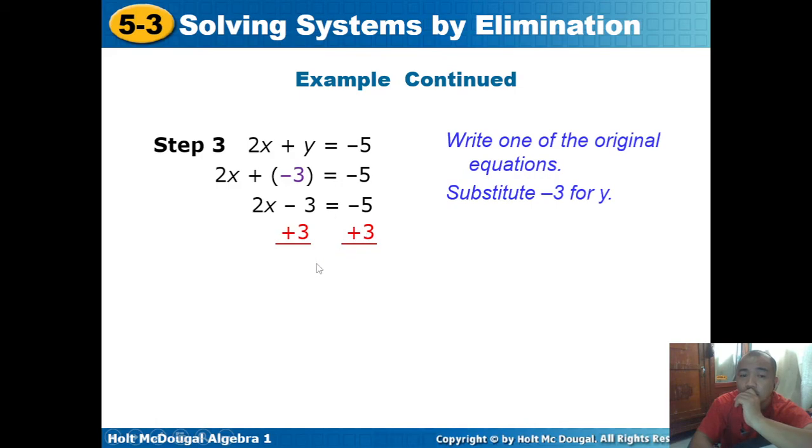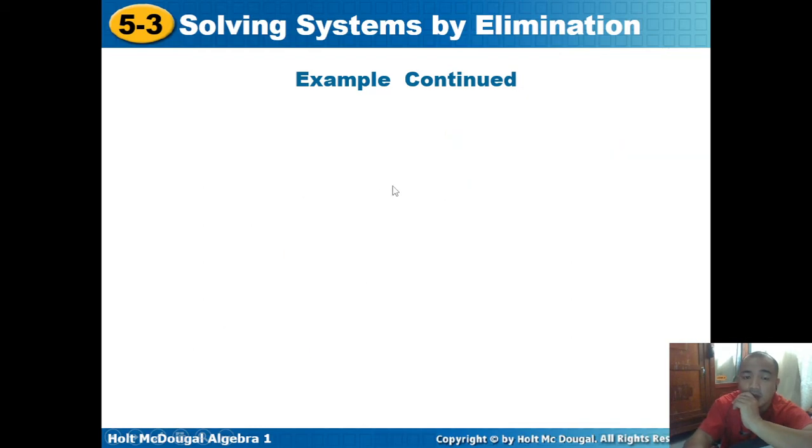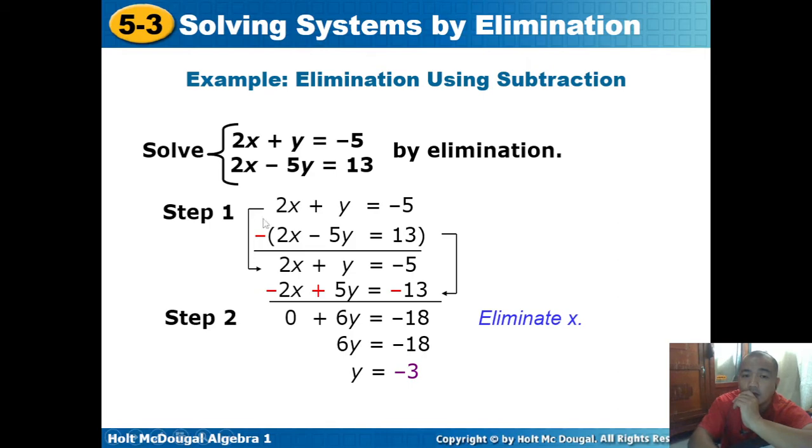Then negative 5 plus 3 is negative 2. 2x equals negative 2. Divide both sides by 2. x equals negative 1. So the solution is negative 1, negative 3. Let's substitute negative 1, negative 3 here. Negative 2 plus negative 3. Negative 5. Correct. How about in this equation? Negative 2 plus 15. Correct, 13.